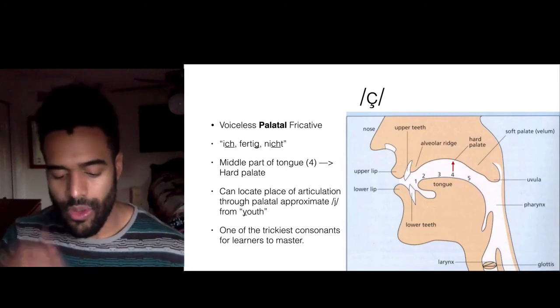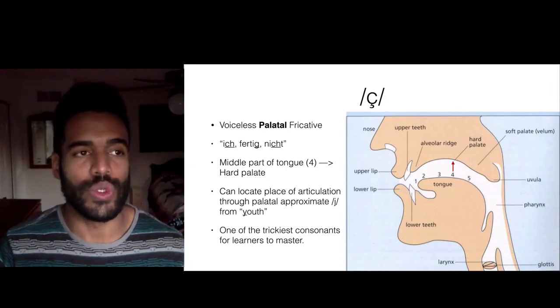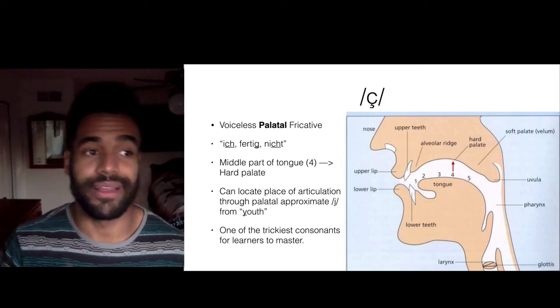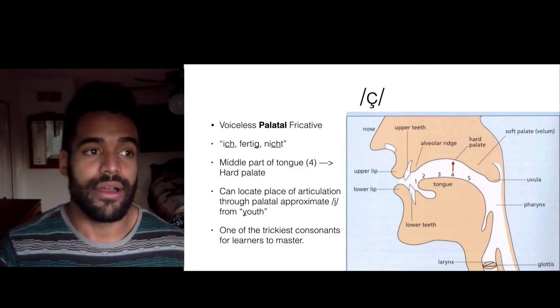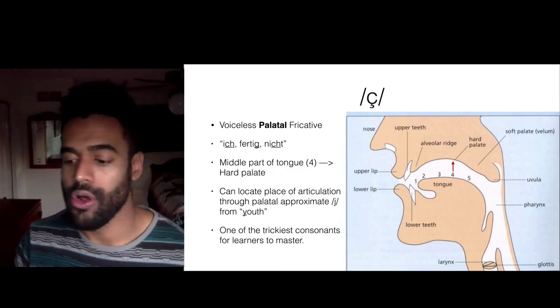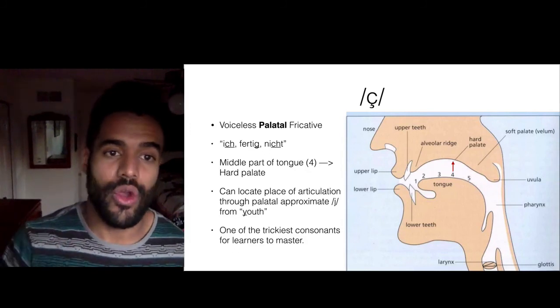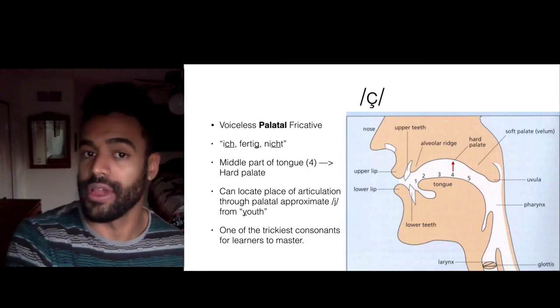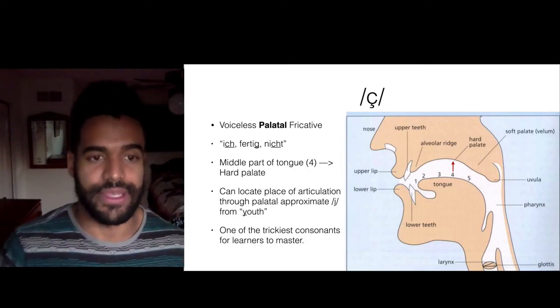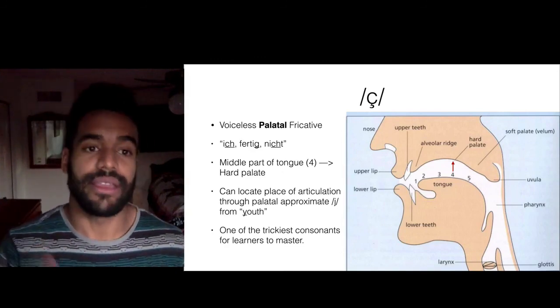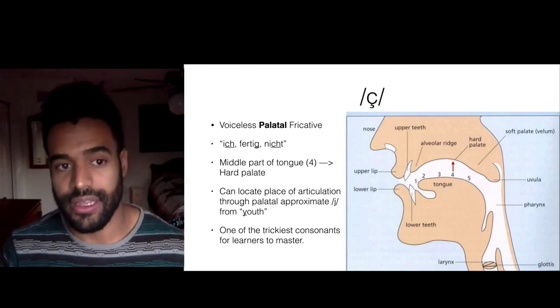So once again, the most important thing here though is to differentiate this from the sh, because I find many German learners will replace this sound with the palato-alveolar fricative sh, which is a different sound. So instead of saying ich, fertig, nicht, they'll say ish, fertish, nisht.